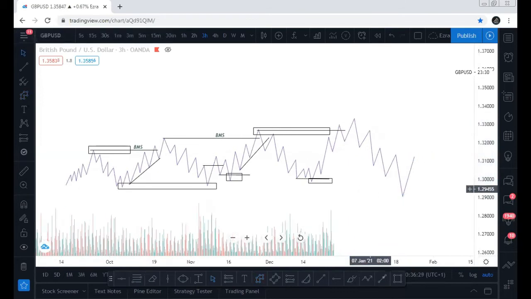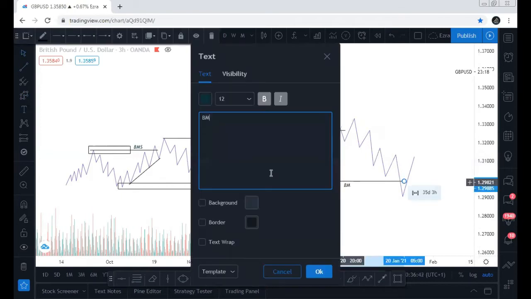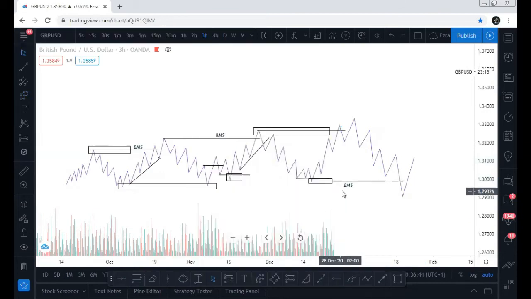Here we got a break of structure to the downside. We call here a break of structure to the downside. Market breaks structure to the downside.